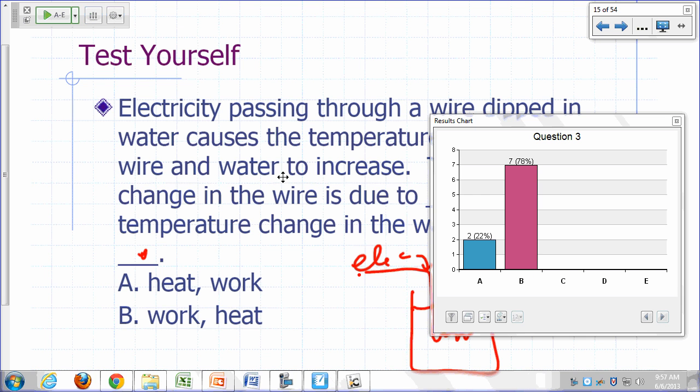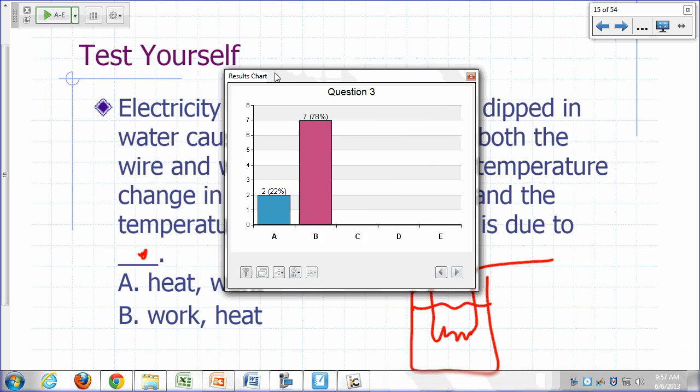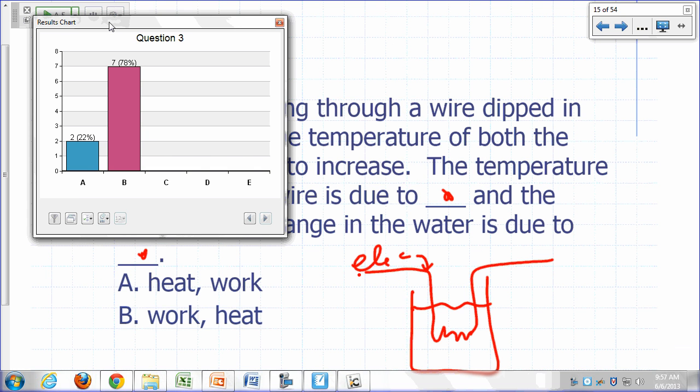So the correct answer: when you're pushing electrons through your wire, causing the temperature of your wire to increase, you're not putting your wire in contact with something hot. So that's work. That's called electrical work. The wire got hot because of electrical work. Now, since the wire got hot, you're putting the hot wire in contact with the cold water. So the increase in the temperature of the water is due to heat transfer from the wire to the water. So the correct answer there is B.